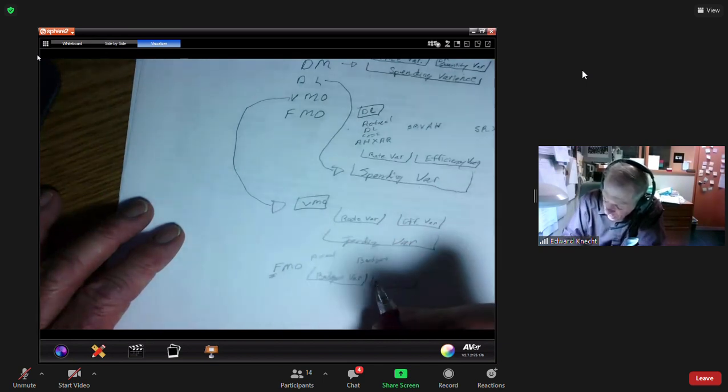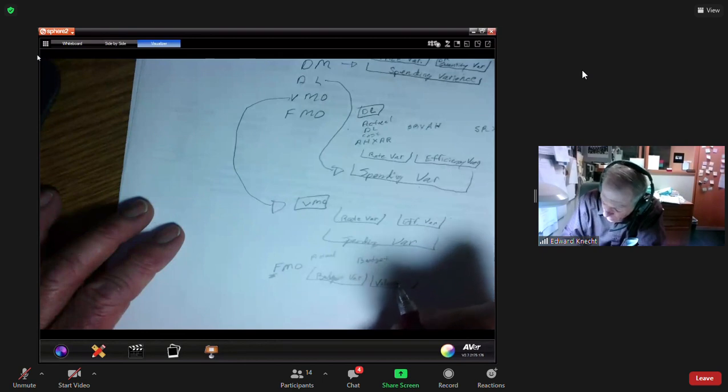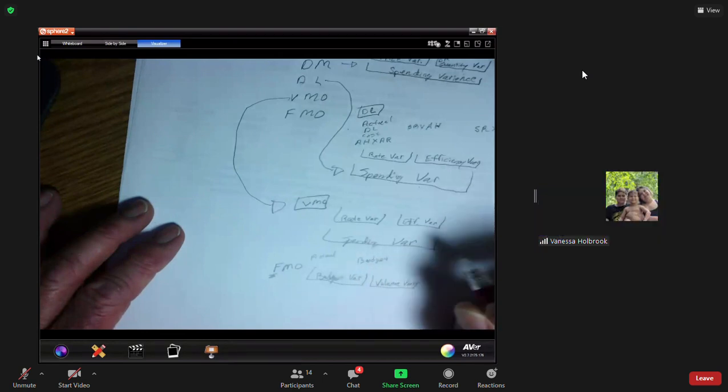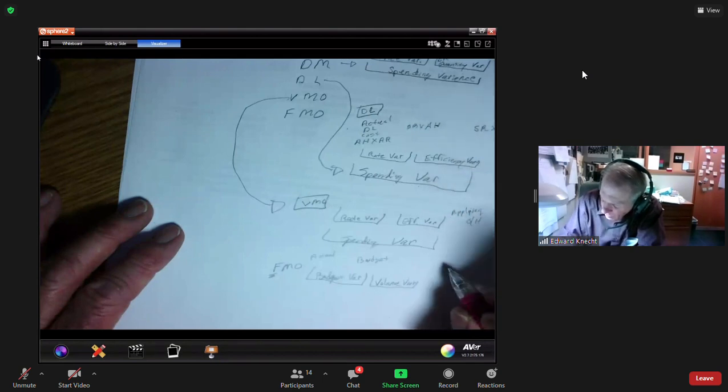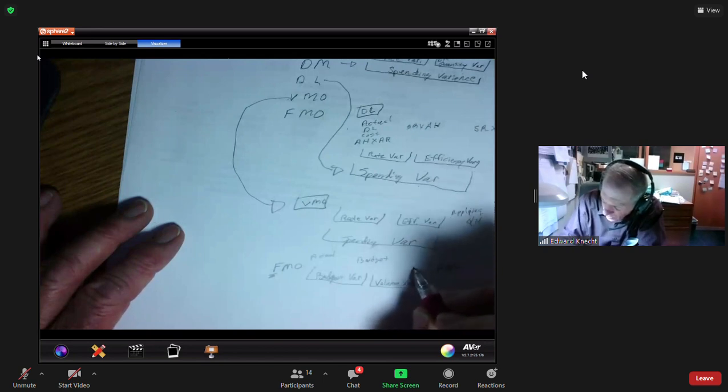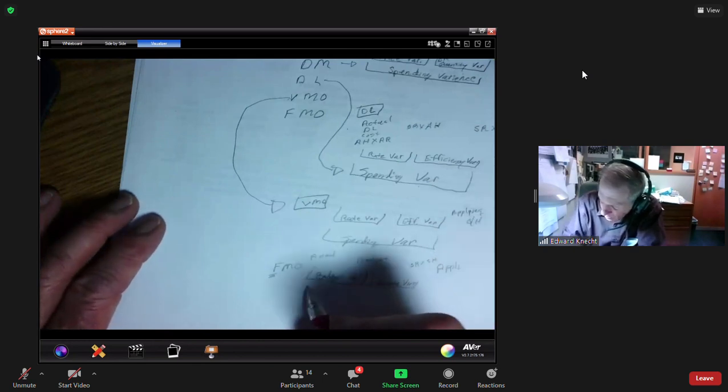And then this is called volume variance. The volume variance. And this is it for both. We're applying the overhead in the last column for both our variable manufacturing overhead and our fixed manufacturing overhead. So how do we apply it? We take the rate, standard rate, times the standard hours that should be allowed based on actual output. And then you get your spending variance.